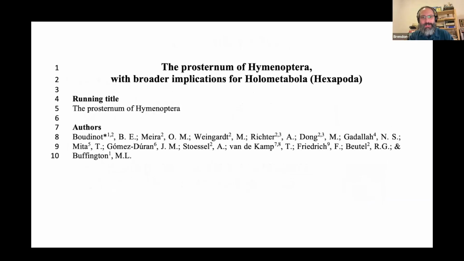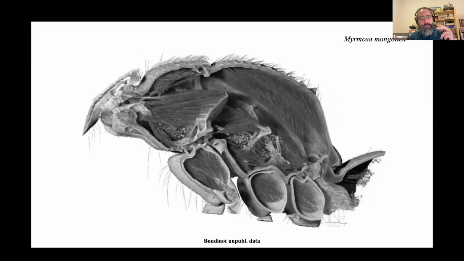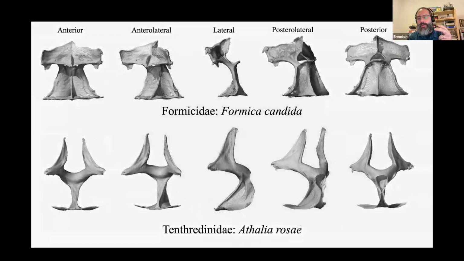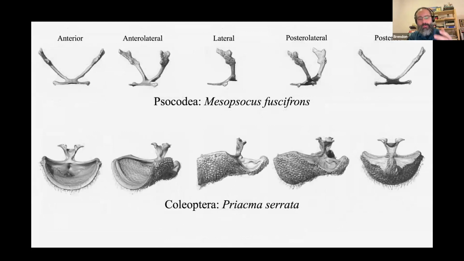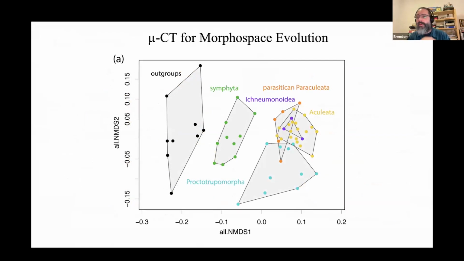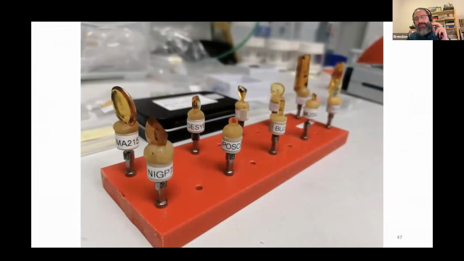So it's real. I really don't have that much time, so I'm just going to run through case examples very quickly. External body, musculature. The musculature provides us a huge amount of information. We can separate out body parts like the prosternum. We can use this for character discovery, literally from 11 characters to 124 for just the prosternum, and understand the evolution of morphology.